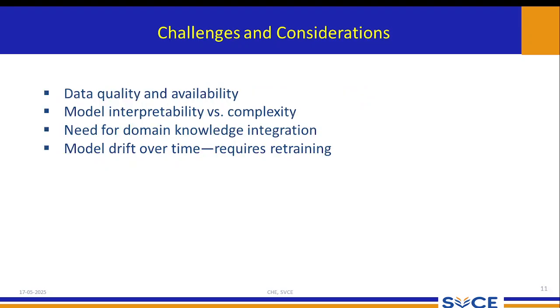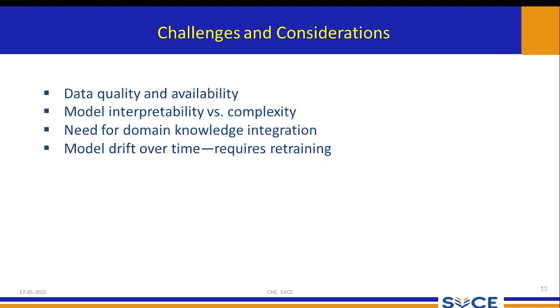Coming to the challenges and considerations: data quality and availability. If the sensors have drifted, obviously the correct data will not be obtained, and that leads to wrong predictions. Model interpretability and complexity is also very important. What type of algorithm are you using for model interpretability? Need for domain knowledge integration: obviously without domain knowledge we would not be able to think. Accuracy and explainability are also very important factors.